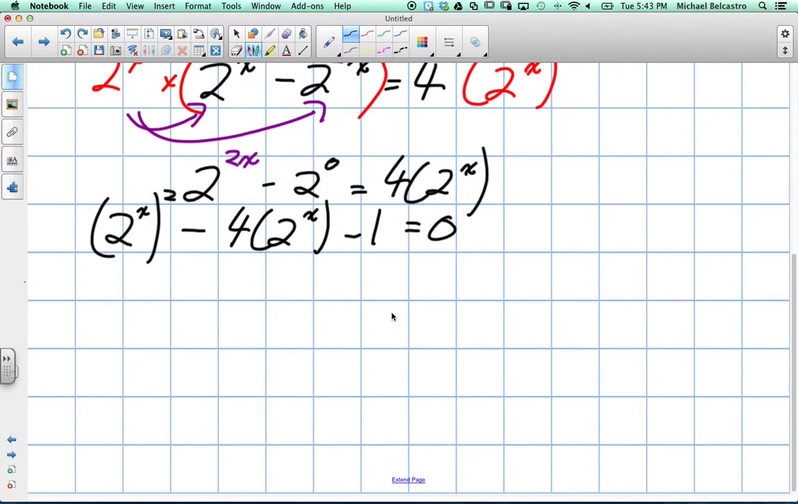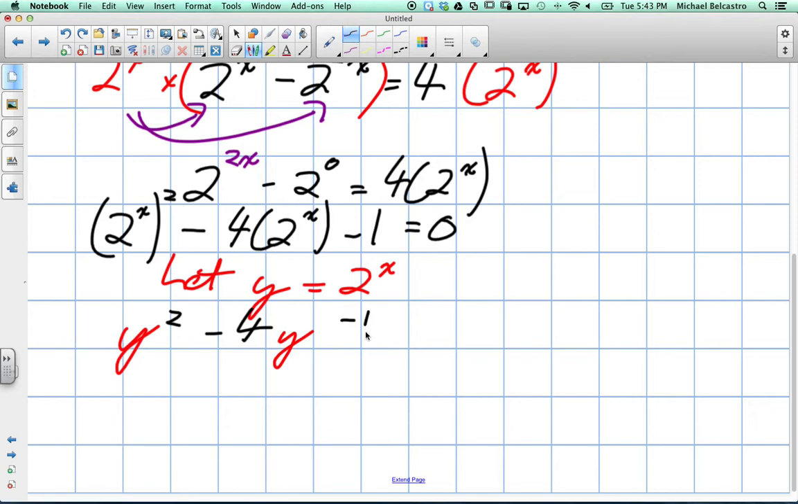Now, this idea here is we can turn this into a quadratic. So let y equal 2 to the power of x. And it'll make a lot more sense this way. Then we end up with y squared minus 4y minus 1 equals 0. So now you see it as a quadratic trinomial. Does that make sense that way?